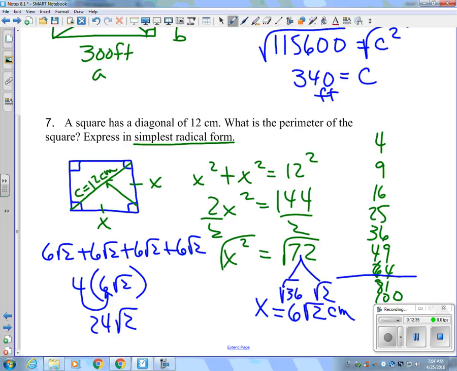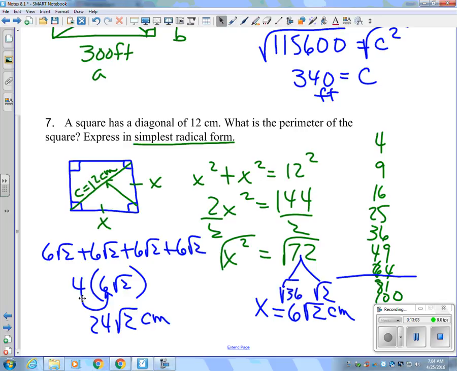Because in radicals, you could either add the numbers in front of the radical to see how many square roots of 2 you have, or you can multiply 4 times 6 because you have 4 of the same thing, and that'll tell you have 24 square roots of 2. You never change the inside of a radical in adding because it's how many objects you've got, and you've got square roots of 2. So that would be centimeters.